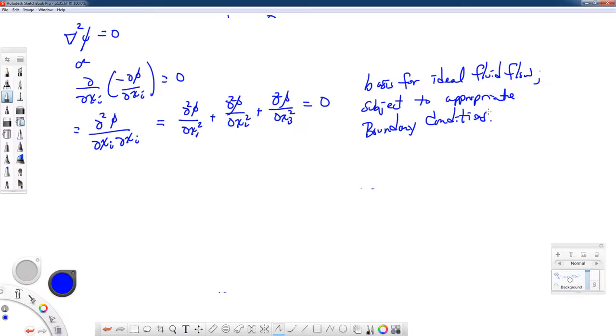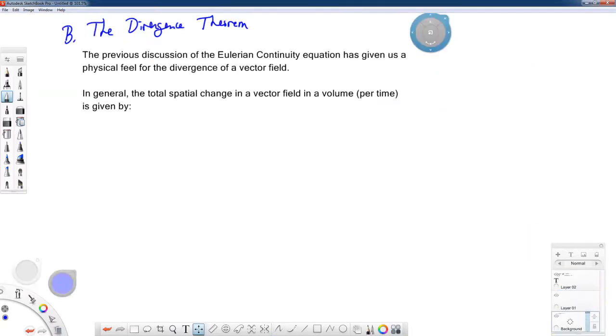Okay, so those are all kind of interesting things. All right, so next we're going to talk about the divergence theorem. The previous discussion of the Eulerian continuity equation has given us a physical feel for the divergence of a vector field. We had a very physical application of fluid flowing. But in general, we don't have to be restricted to just fluid flowing.